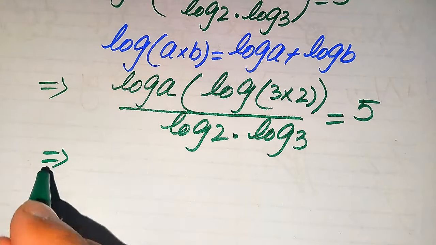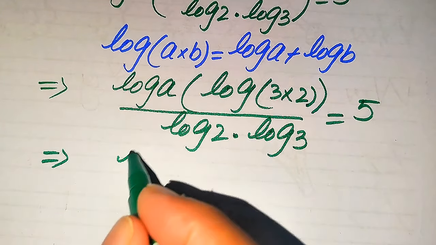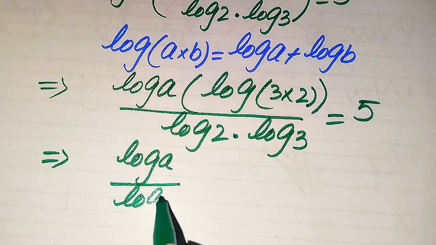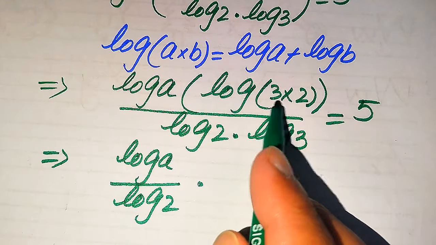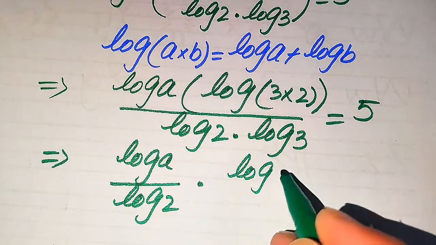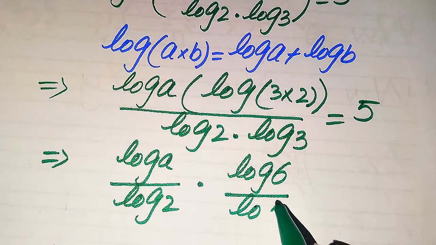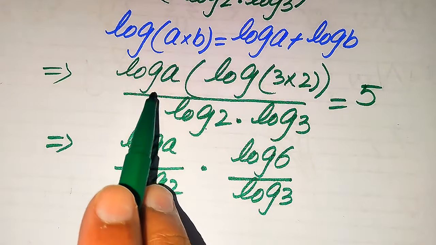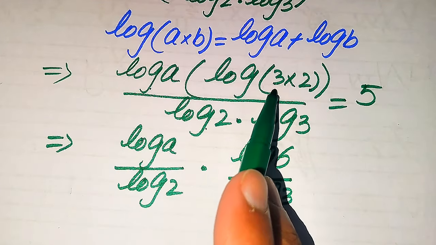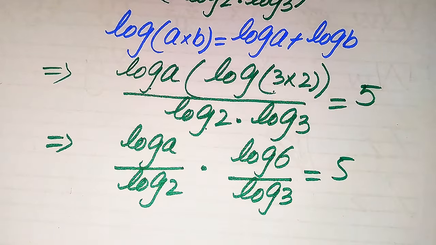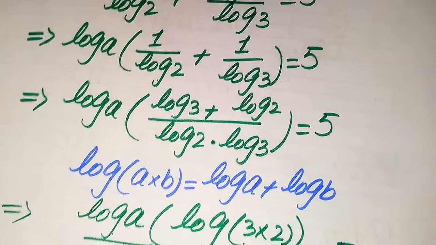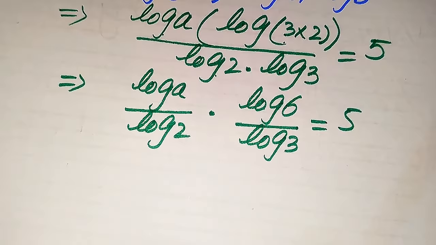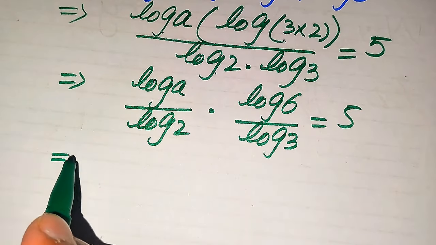In the next step we write log of a divided by log of 2, and 2 times 3 becomes 6. It will be written as log of 6 divided by log of 3. Here these two terms are multiplied by each other, so we write this term in the denominator of this, and this term in the denominator of this, and this whole equation is equal to 5. So here we again apply this property of log.